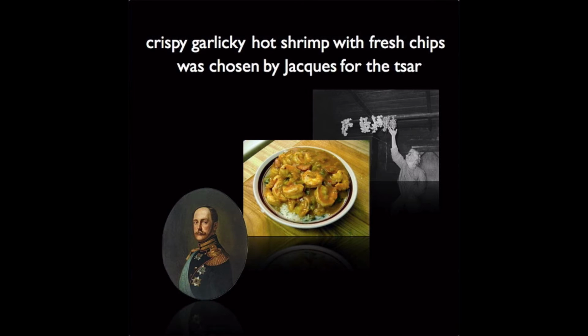Now, this is really important, so let's review. What was the main dish? Hot shrimp. What kind of shrimp? Crispy, garlicky. What kind of garnish? Fresh chips. And what did the chef do? Well, he chose this. This was chosen by Jacques, chosen by Jacques for the Tsar.